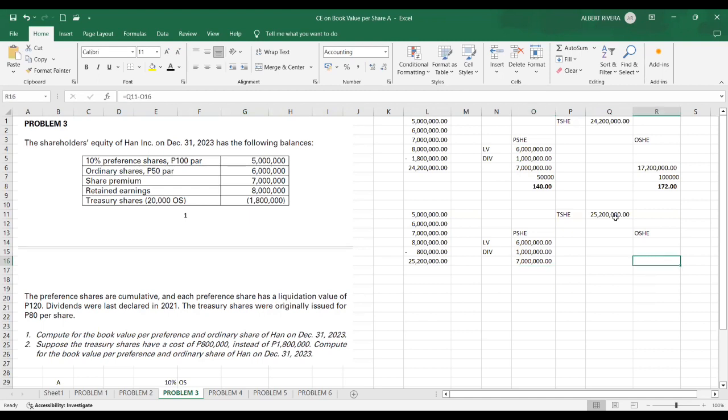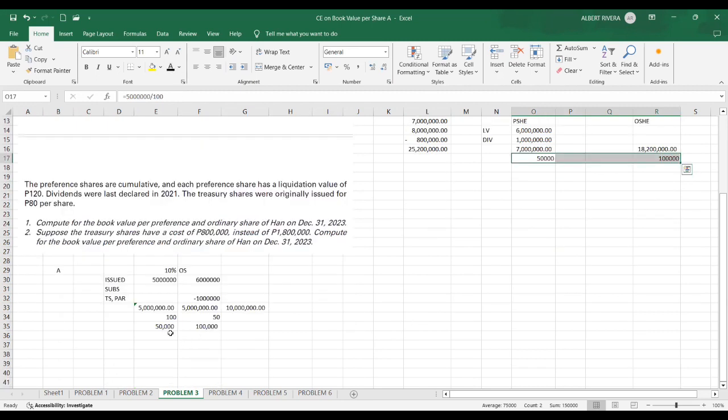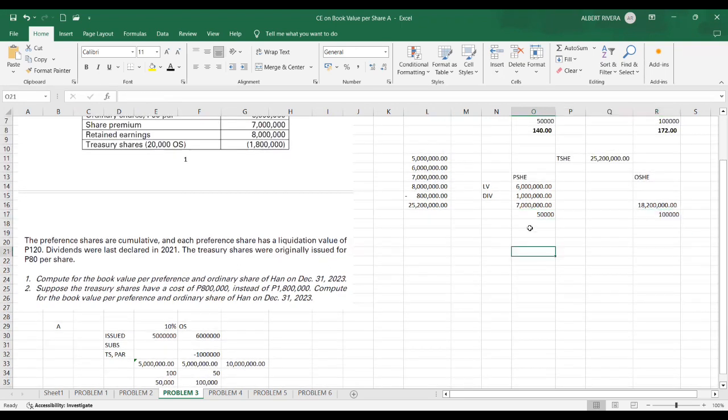Then, 25.2 minus 7 million. So, this is 18.2 million divided by the number of shares outstanding, which are 50 and 100 for preference and ordinary respectively. So, the answers are 140 and 182. Okay, let's move to item 4.